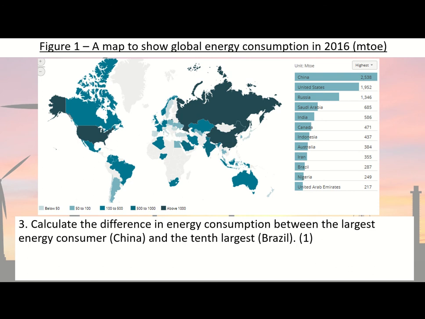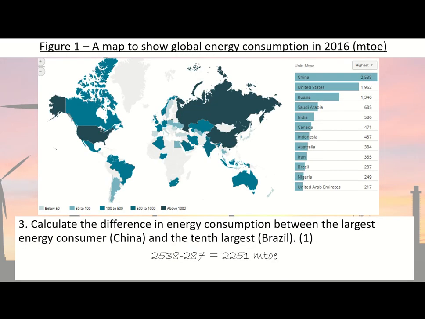Okay, so the answer here is 2,538 MTOE minus 287 MTOE, and therefore it's 2,251 MTOE. That's what you should have got. Pretty standard. It doesn't get much harder than that when it comes to maths and geography, so hopefully that should be bread and butter to many of you.